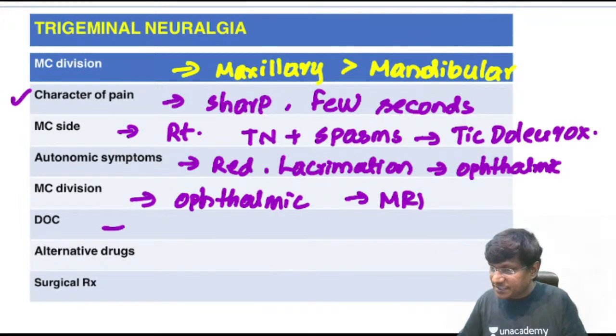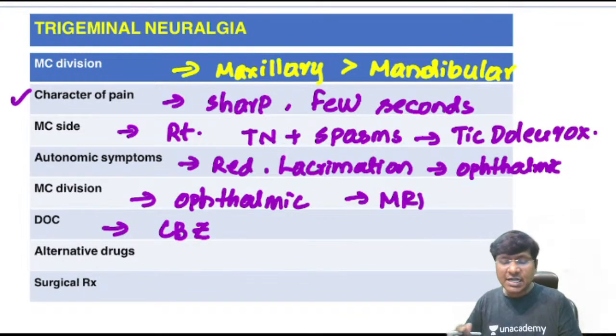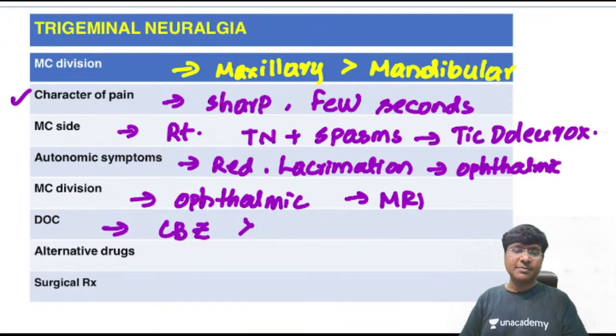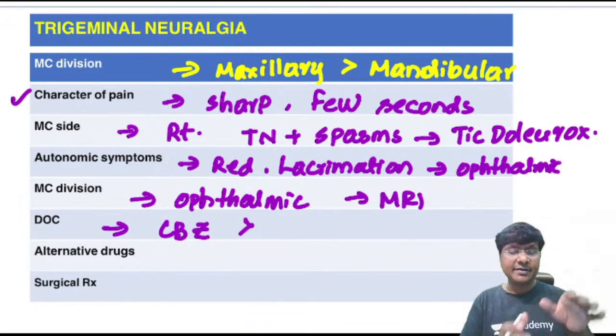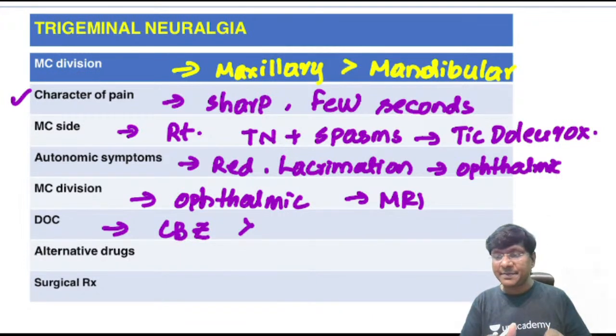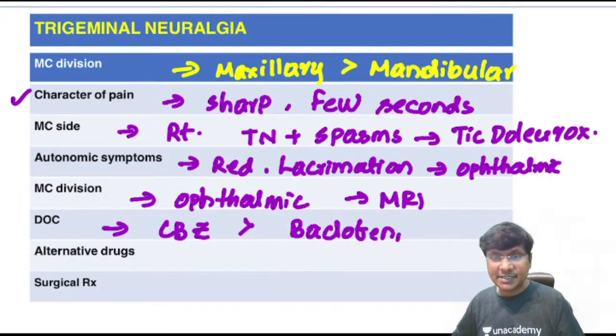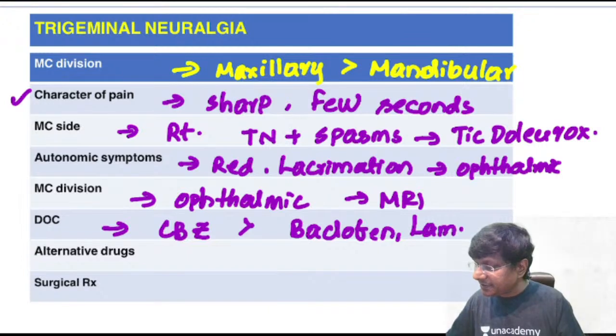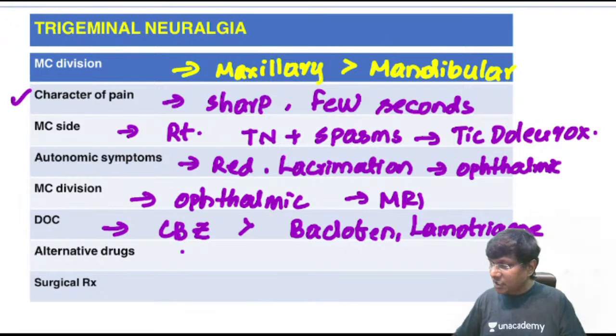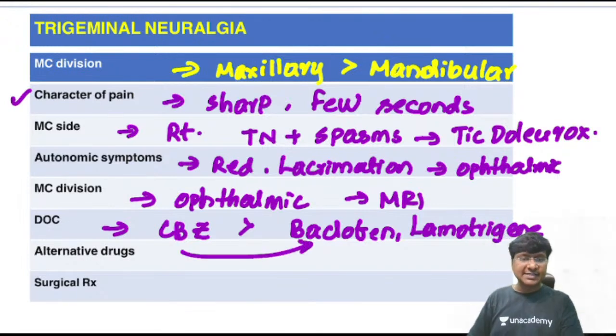Then can anyone tell me what is the drug of choice for trigeminal neuralgia? Very good. That will be carbamazepine, which is the drug of choice. And if the patient does not respond to carbamazepine, you can give oxcarbazepine. If the individual is refractory to both, then what is the alternative drug? The alternative drug will be baclofen, which is a skeletal muscle relaxant, or another anti-epileptic drug, lamotrigine, should be given.